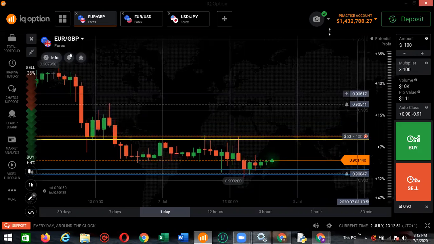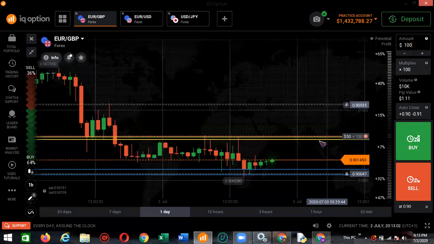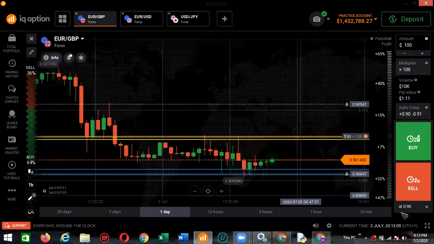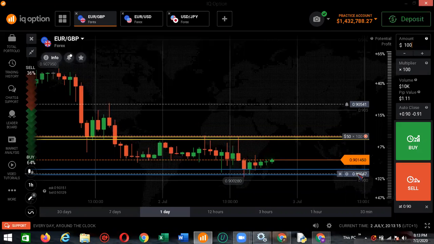So I can use like $100 for this one, so that we know which one is activating. Now I have a strong support level here. Look at it here now, the strong support level. Once the market reaches this level, I will buy the market. But I might not be in the market if the market reaches this level.